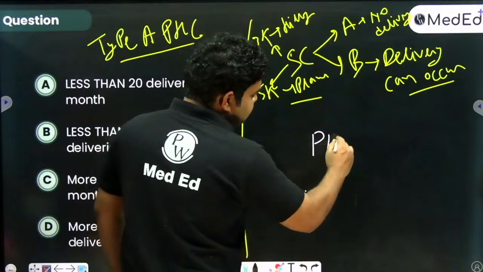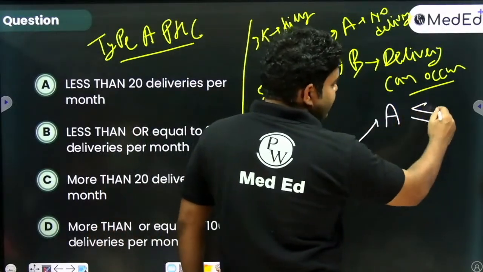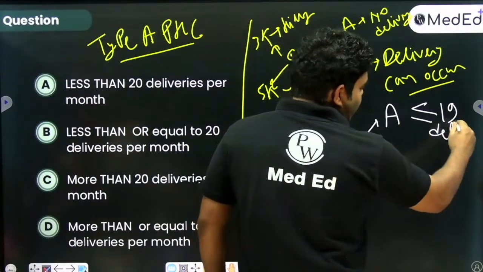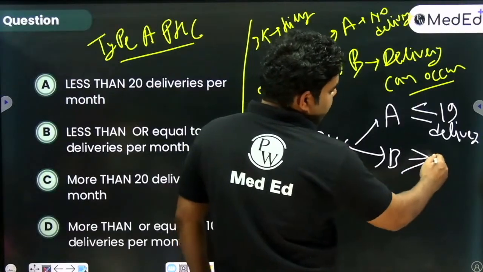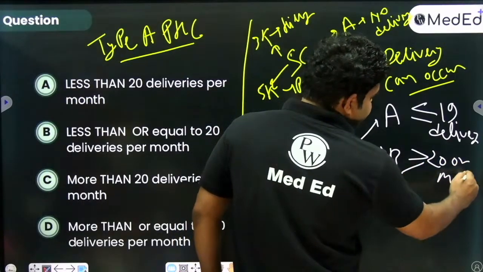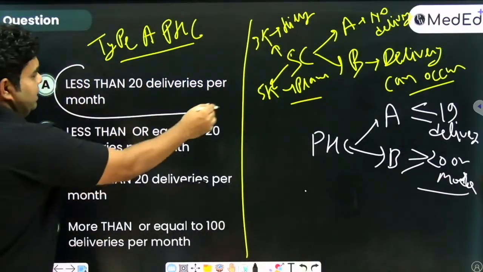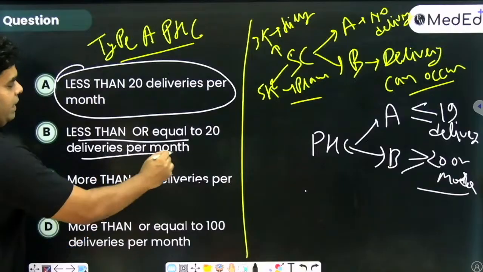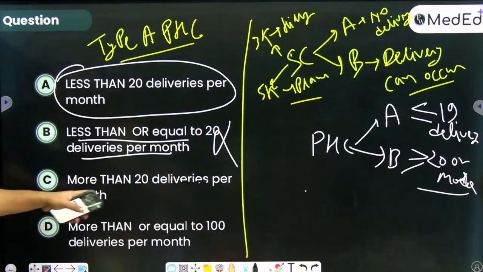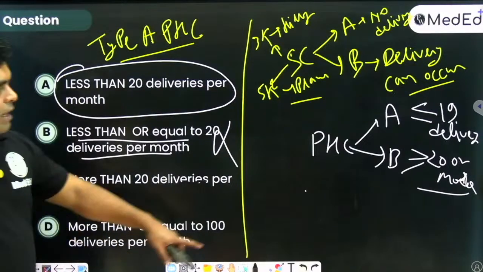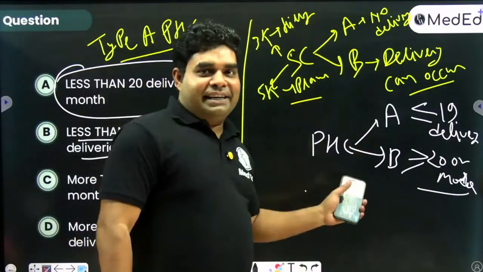If they talk about PHC, you can very easily remember type A means less than or equal to 19. As soon as you go to 20 or more than 20 deliveries, it is type B. So type A means less than 20. If they say less than or equal to 20, then it is not correct for either A or B. And if they say more than 20 deliveries or equal to 20 deliveries, then it is type B. So type A is 19. Just remember like that. 19 or less is type A.